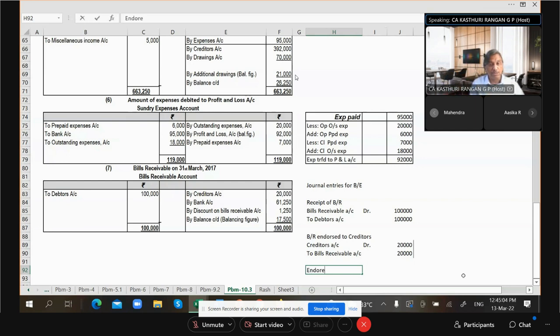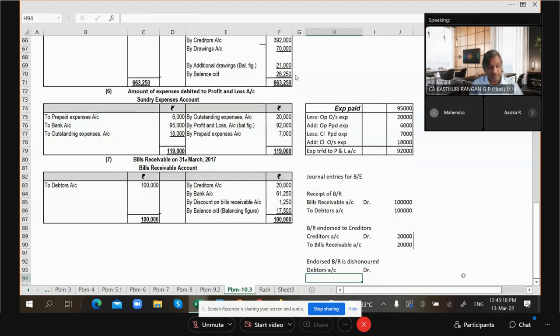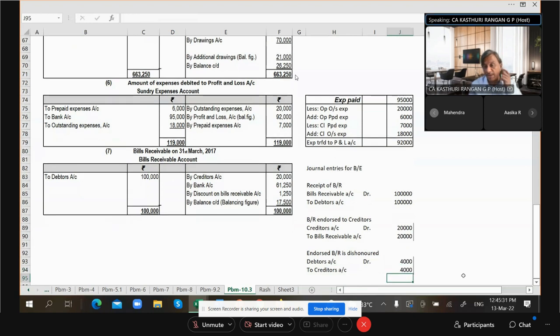So when an endorsed bill is dishonored, what is the entry? It will be debtors account debit to creditors account. You have to collect it from the debtor and you have to pay it to the creditor. Till such time, it will appear as debit and credit balances. So that's what I did.